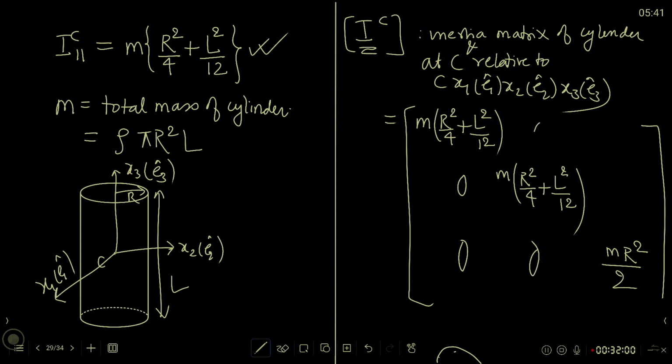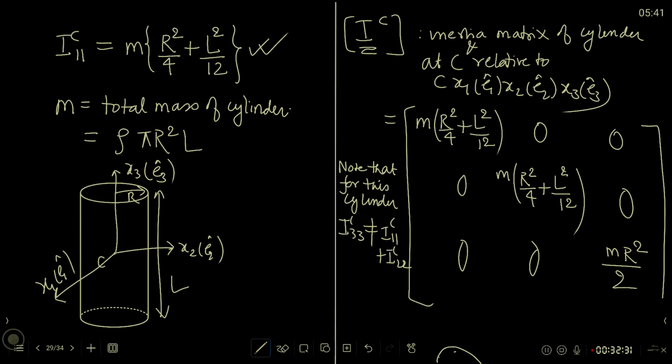Okay. Now note that for a cylinder, IC33 is not equal to IC11 plus IC22. The perpendicular axis theorem is not applicable here. Why is it not applicable? Because L is not small. L is also significant. L and R are comparable, and that is why you get this result.